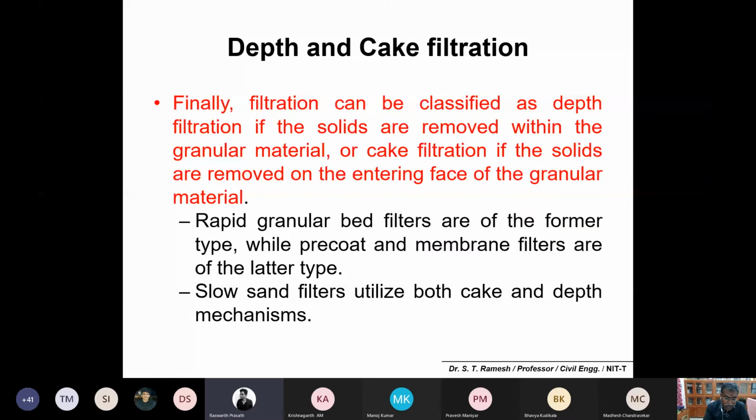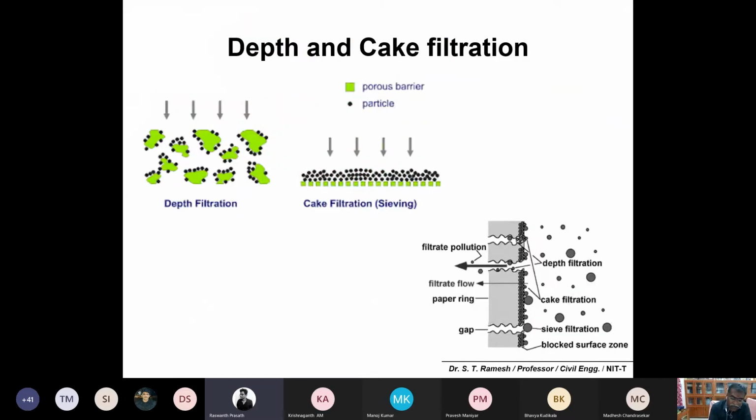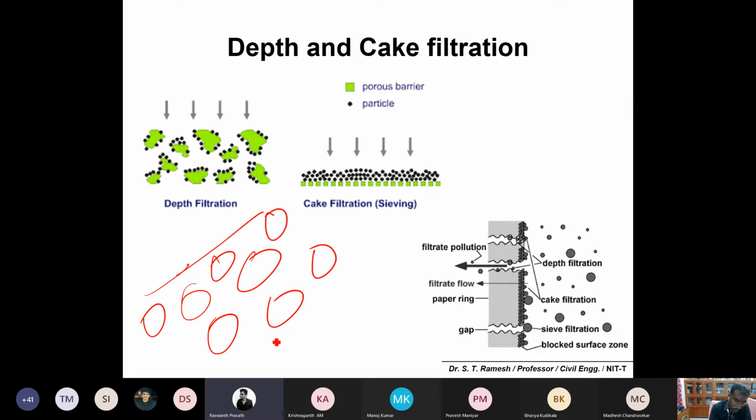You should also be familiar with the different types of filtration action. One is depth filtration, another is cake filtration, as I told you. It's very simple. In depth filtration, the removal mechanisms happen throughout the entire depth of the filter. Please make a note of this. This is your grain size. I am elaborating somewhere here.